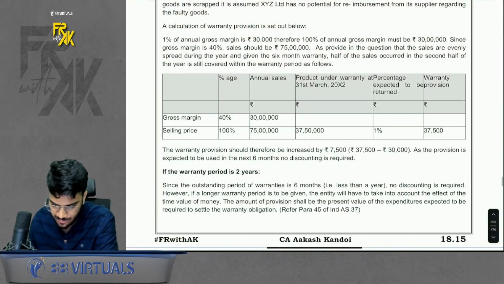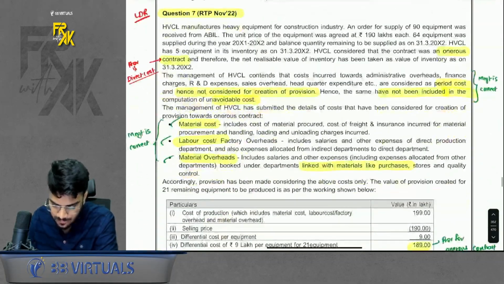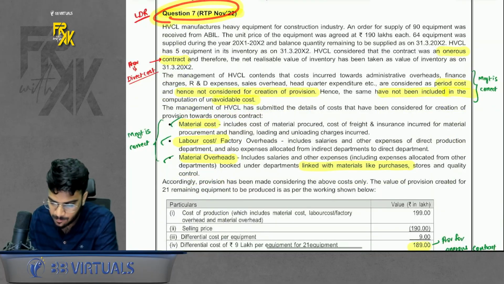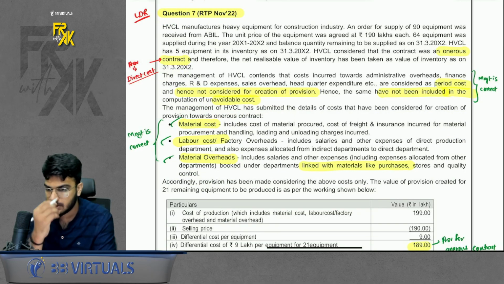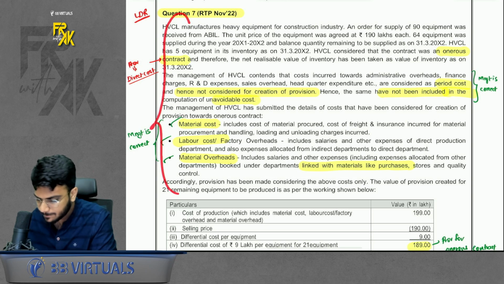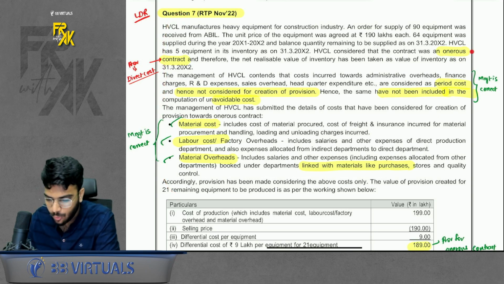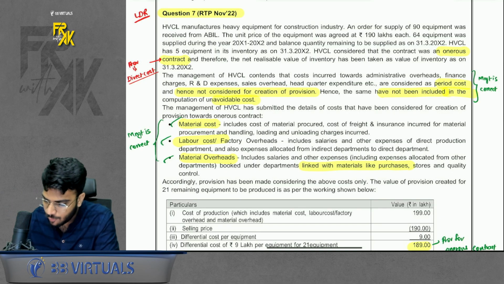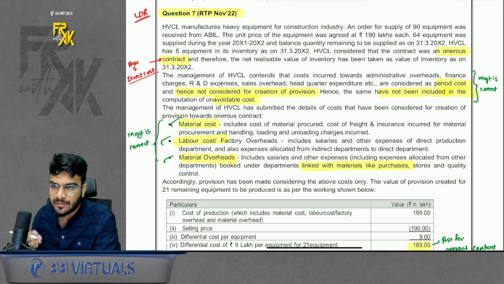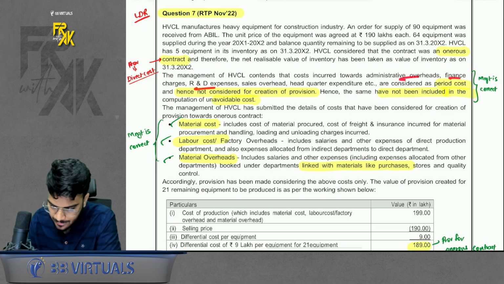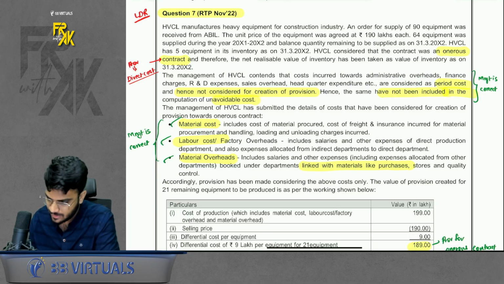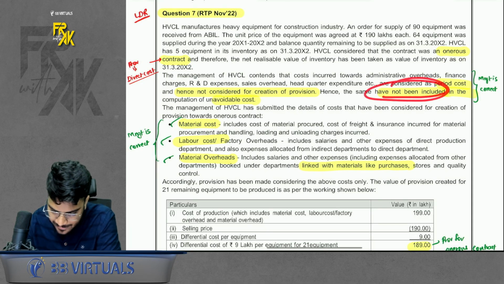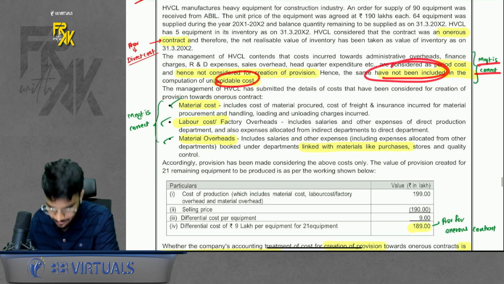Then there is illustration number 7. Nothing much in this, seems to be a big question, but a very simple question. I will just give an overview of this. So what happens here is, the company has entered into an onerous contract. Now for an onerous contract, we know we have to consider the cost, the revenue amount, and the net loss is your amount of provision. So for the cost, they have given some information that admin, finance, R&D, because these are indirect overheads, we have not considered the same in cost, which the management is correct.